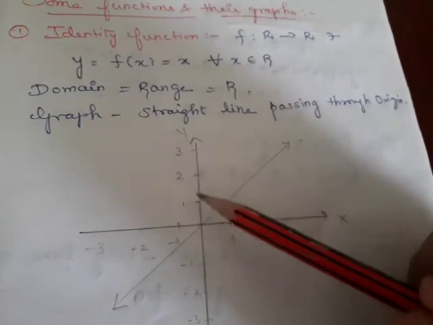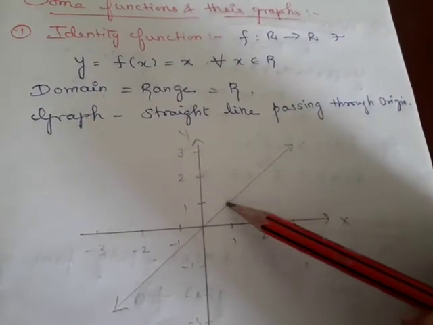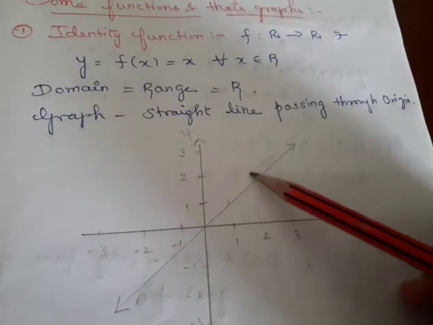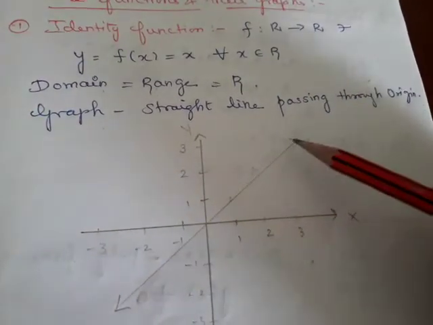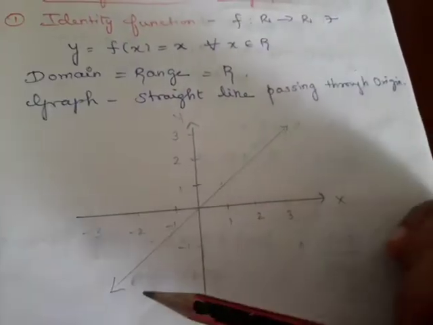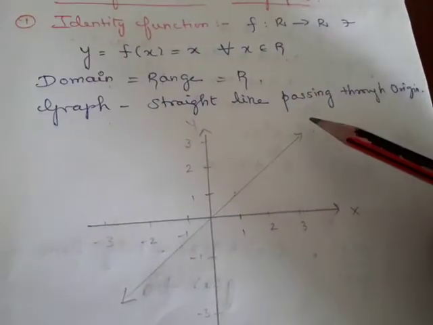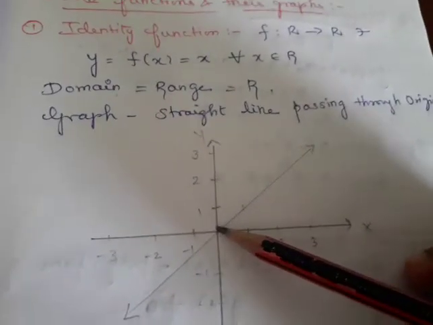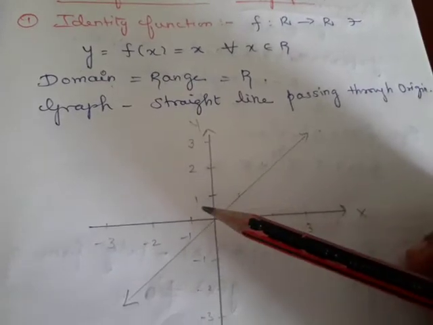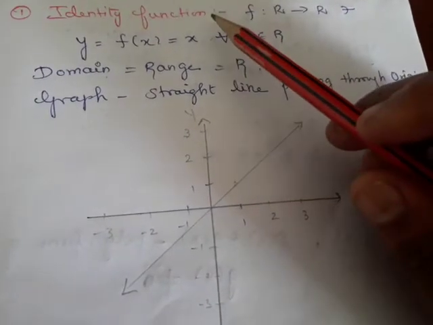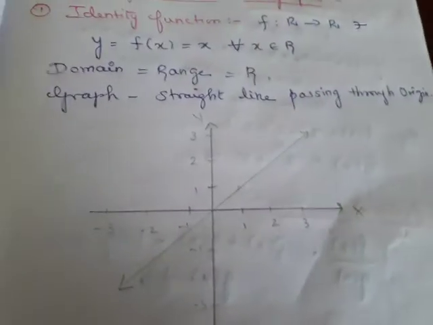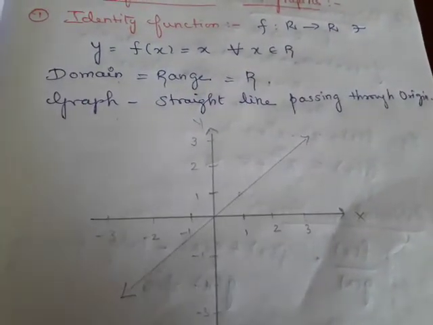Because the element should be mapped to itself. 1 should be plotted to 1, 2 to 2, 3 to 3. Since I have drawn it roughly, it becomes like this. But when you plot it on a graph sheet, you will get a proper straight line passing through the origin, because the element is mapped onto itself. So this is called an identity function. Now let us see a few more functions.